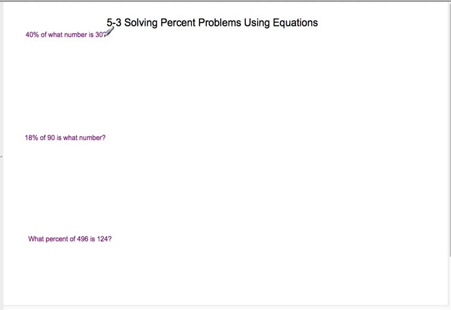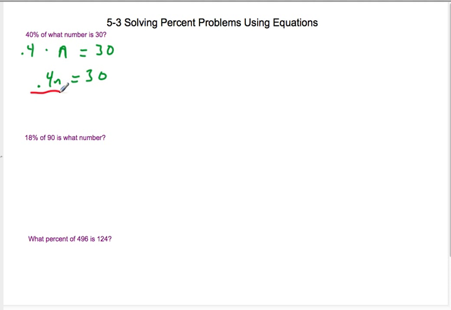40% of what number is 30? When I'm solving percent problems using equations, I just use a direct translation method. So 40%, since I'm about to do a calculation with it, I use 0.4. You could also put 40 over 100 if you wanted. Of means multiplication. So of what number means a variable, so n. Of means multiplication. Is means equals, and 30 is 30. So what I'm solving is 0.4n equals 30.